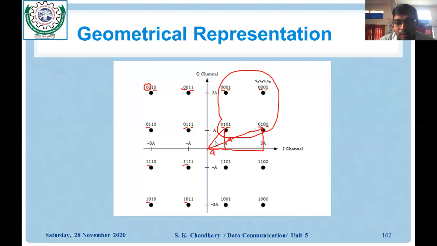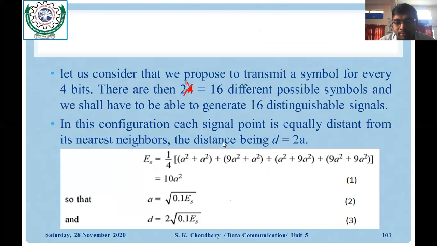Similarly, for the another point, what is the distance? 9A square plus 9A square, because the distance is 3 along each axis. Similarly, for this point, A square plus 9A square. This is mentioned here. In this way, the average energy for the first quadrant comes out to be 10A square. That is written as equation 1.